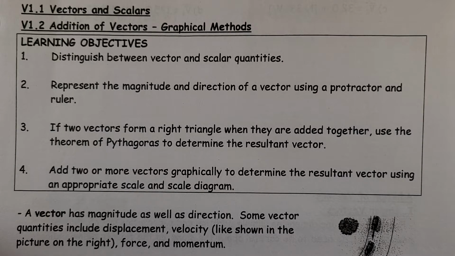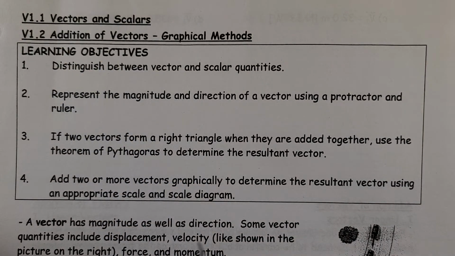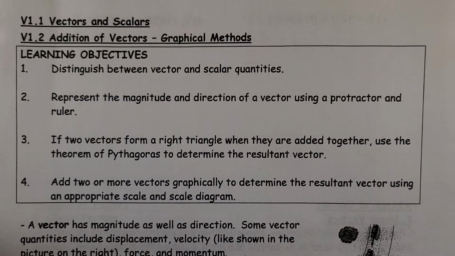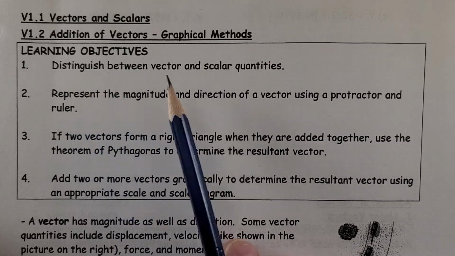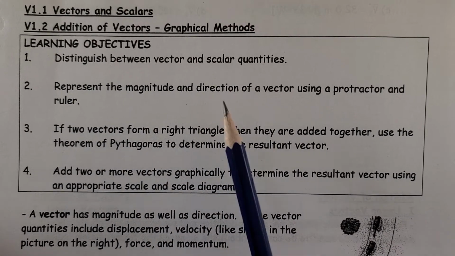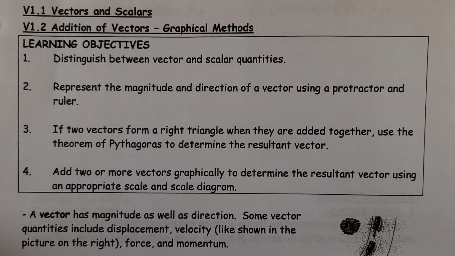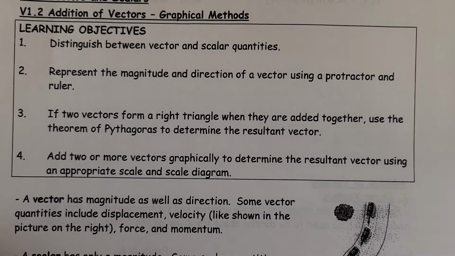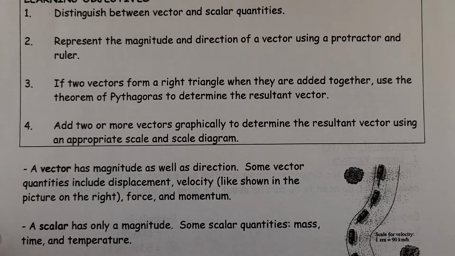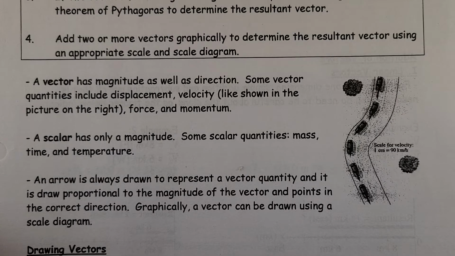Welcome back, Physics 30. So today we're going to look at V1.1 and 1.2. So looking at vectors and scalars, looking at what they are, and then looking at adding vectors using a graphical method. So what we'll be doing is distinguishing between vectors and scalar quantities, representing the magnitude and direction of a vector quantity using a protractor and ruler. And if two vectors form a right triangle, we'll be able to add them together using some trig and Pythagorean theorem, and then add two or more vectors graphically to determine the resultant using an appropriate scale diagram.